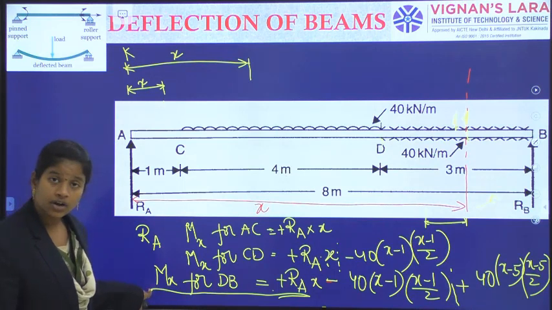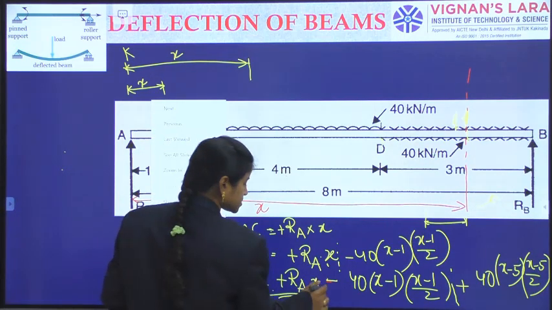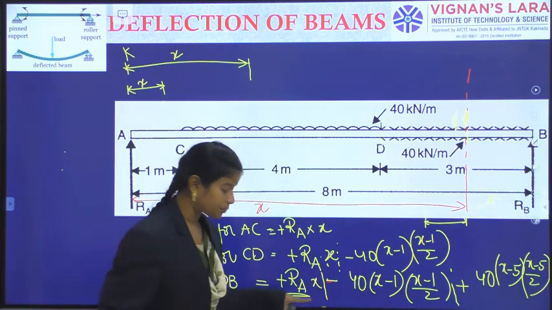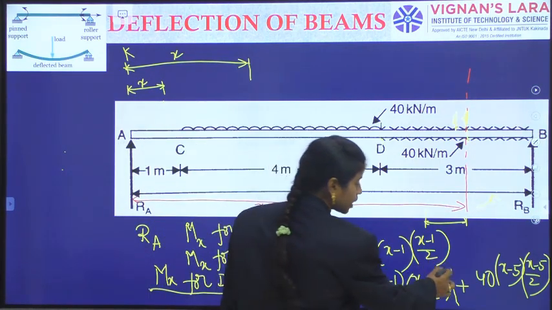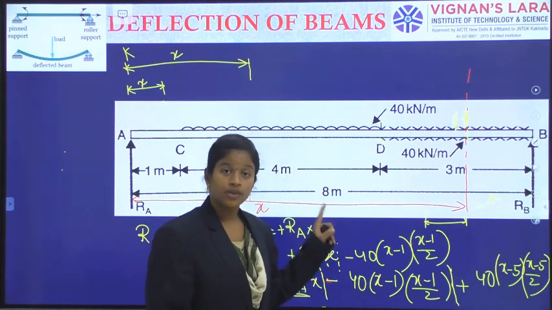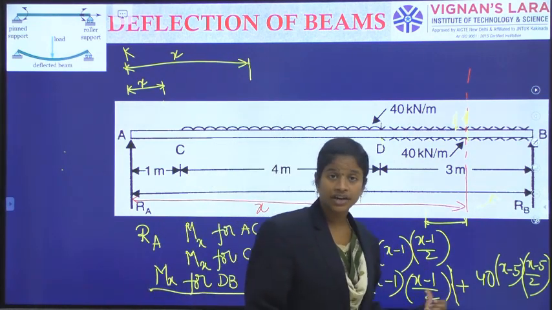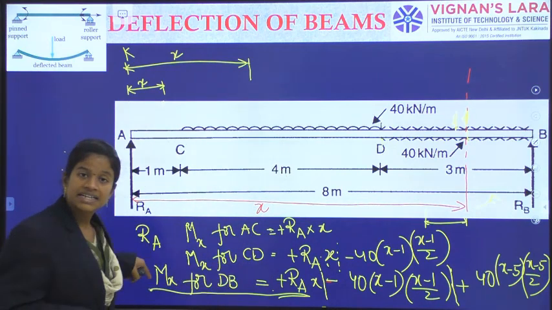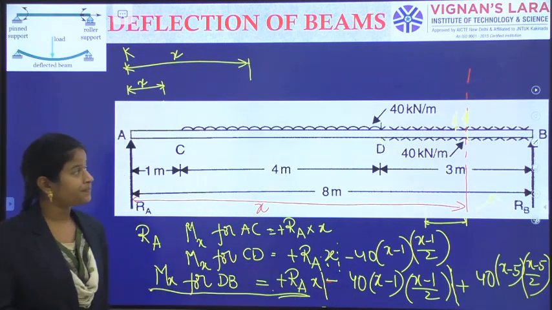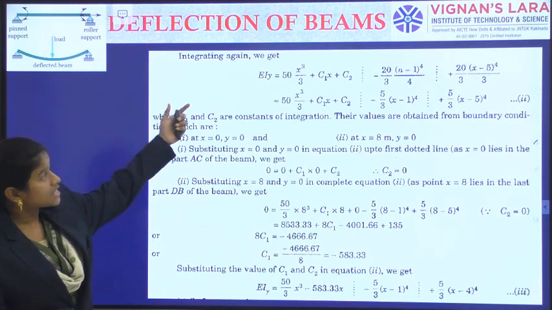But how is it involving? When you want to consider the first span, I have to write up to the first. Or when you want to consider the next span, I have to observe the equation up to the next. When you want to observe the last span, I have to write the whole equation. So span-wise separation is happening in the same bending moment equation. Now, that answer I am writing here.